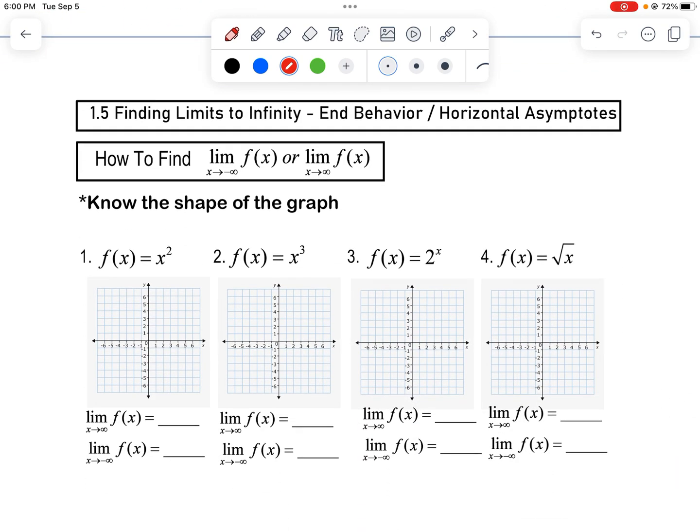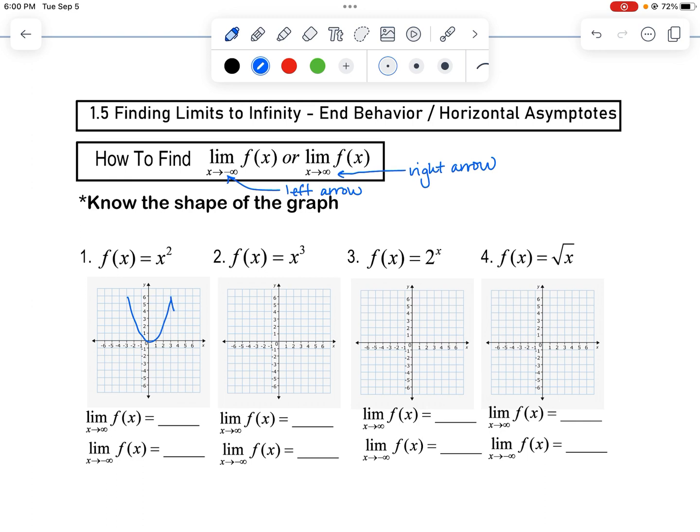So another way to talk about limits is to know the basic shape of the graph. If we're talking about the limit as x approaches negative infinity, we are basically just asking, what is the left arrow doing? Positive infinity is just asking, what is the right arrow doing? Sometimes if we just know the shape of the graph, that's enough information.